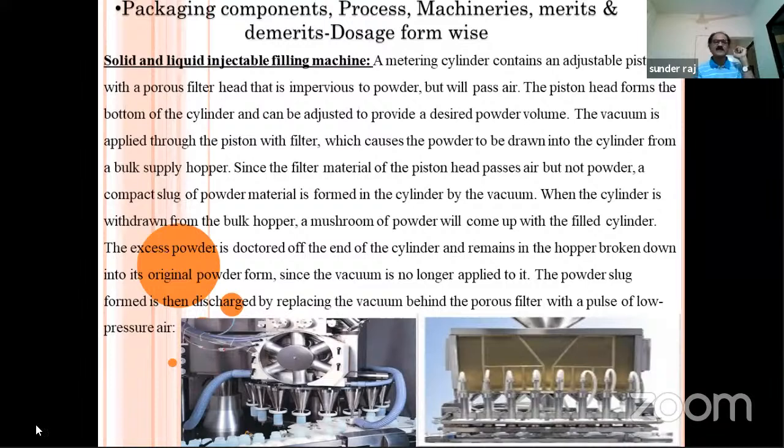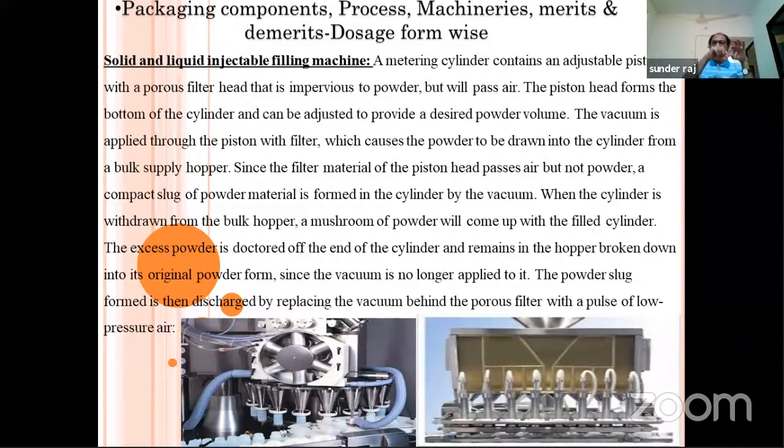In the piston mechanism, the filter material of the piston heads passes air, but not powder. A compact slug means the powder will form a slug because of the vacuum. When the vacuum sucks the powder, it forms a slug, and the slug will be transferred into the container. The formation of the slug is most important for delivering the desired amount of material into the container. This is widely employed because it measures the accurate dose of the powder and delivers it into the container.